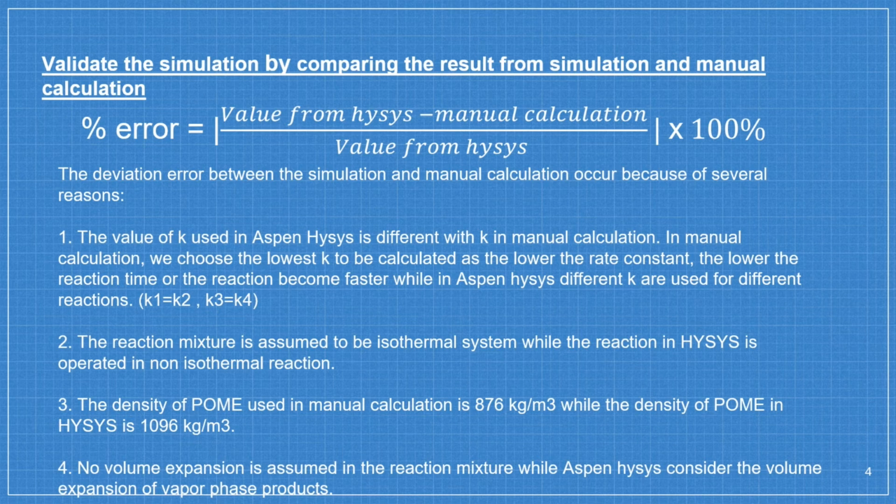The deviation error also occurs because the density of POME used in manual calculation is 176 kg per meter cube, while the density of POME in HYSYS is 1096 kg per meter cube. And lastly, no volume expansion is assumed in our reaction mixture, while Aspen HYSYS considers the volume expansion of the vapor phase product, which can lead to the deviation error.